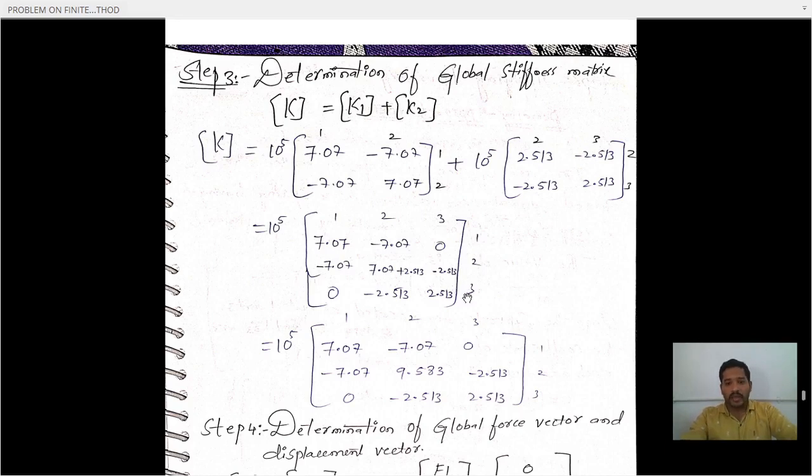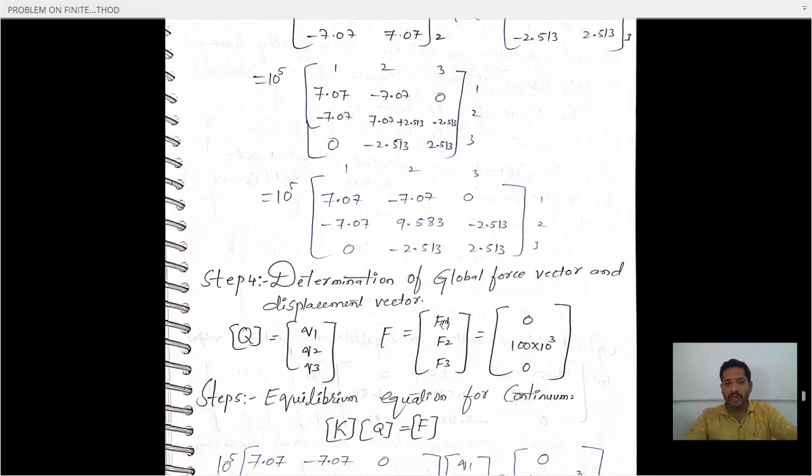After that, is third node to first node available here? Not available. What about here? Also not available. If it is not available, it is considered as 0. Third node to second node is minus 2.513. Third node to third node is 2.513. Clear?